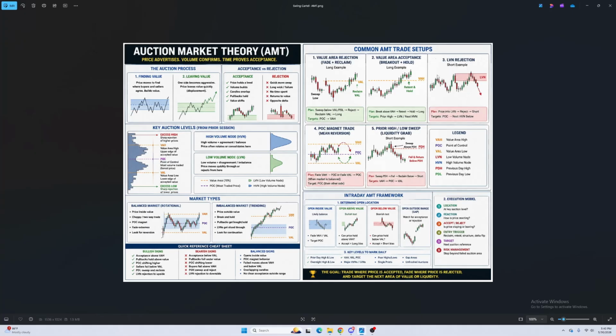LVN rejection will be a short model, right? So we have our LVN, price comes into the LVN and rejects the LVN, right? We have our POC magnet trade, which means it's a reversion, right? So we pretty much are going to be fading the value high or the value low, right? So we're going to trade from one area to another, which is pretty much how you trade chop. We have prior high, low sweep, liquidity grab, pretty much just a sweep of a previous day high. I kind of use this sometimes depending on if we're trading above value area highs or lows. This will be pretty good to trade back into.